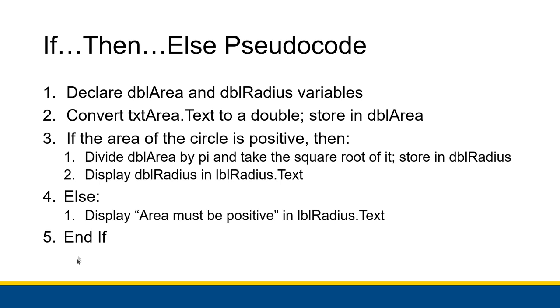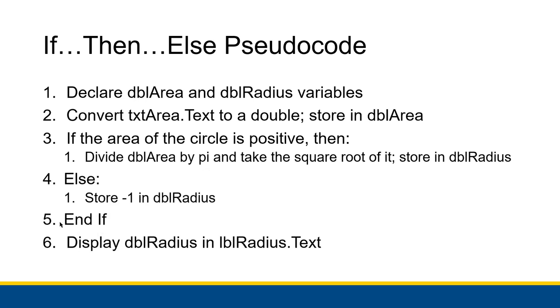Anything we do after that that is shared by the false path as well, we can put after our end if. For example, like what we did up here, when our error value was -1, no matter what, we displayed double radius in label radius.txt. If I had it both in the true path and the false path, that would be redundant. That'd be extra typing or some extra copying and pasting.